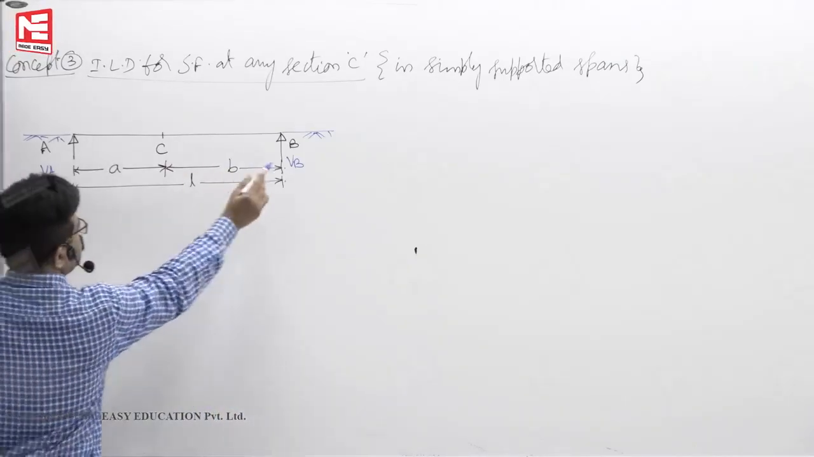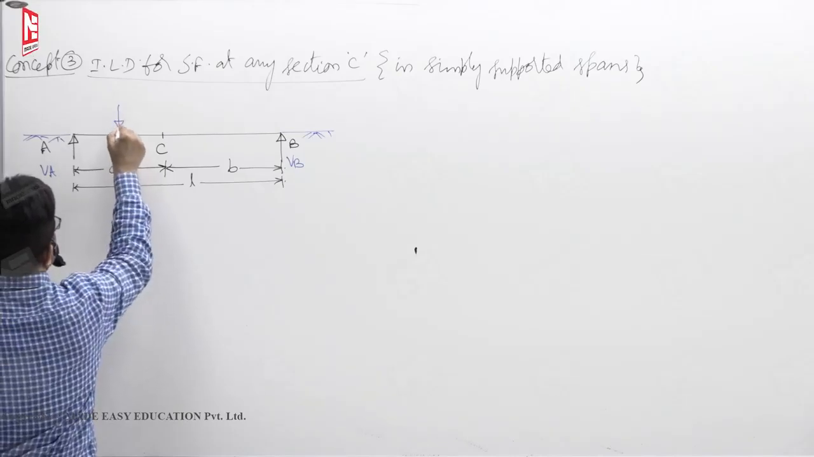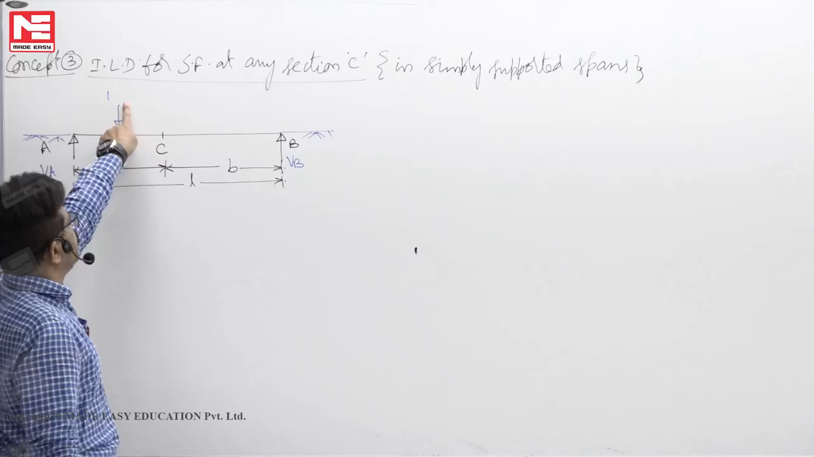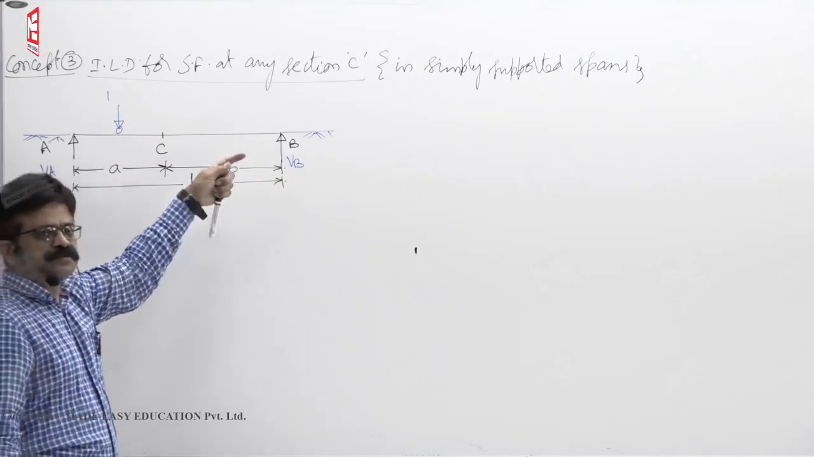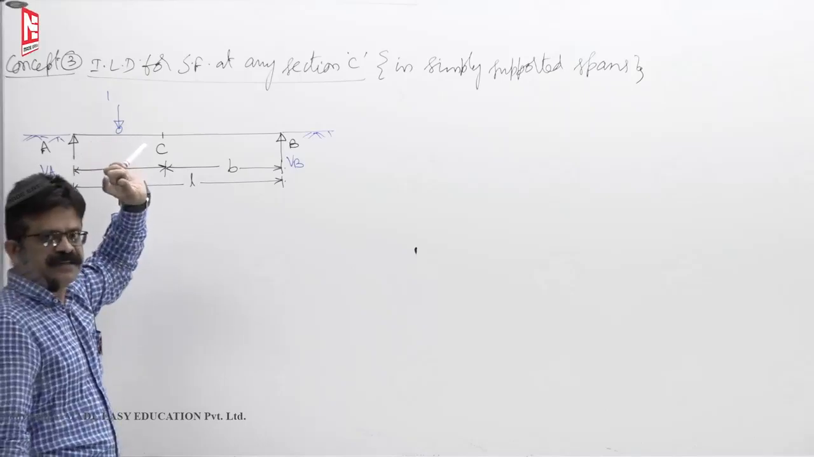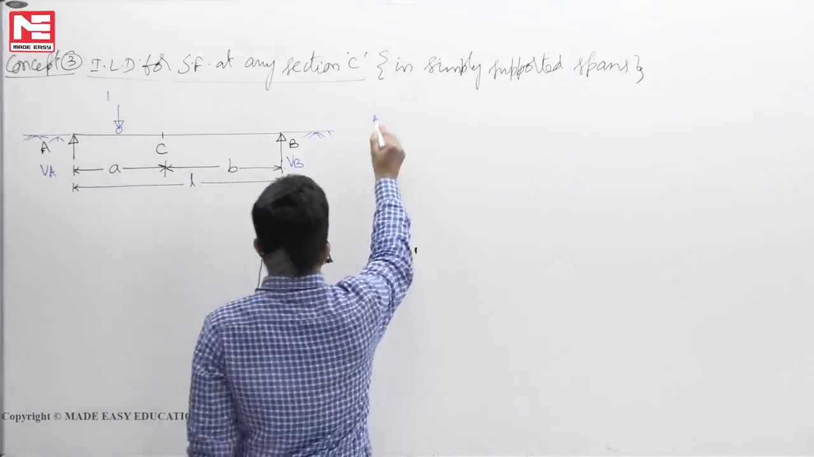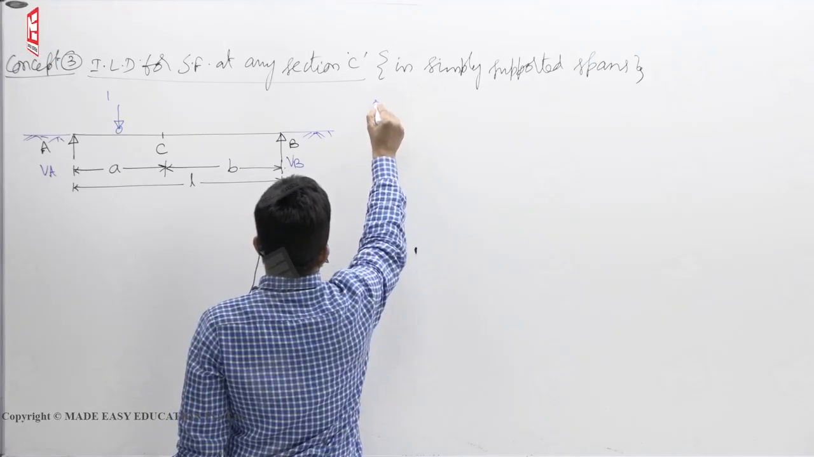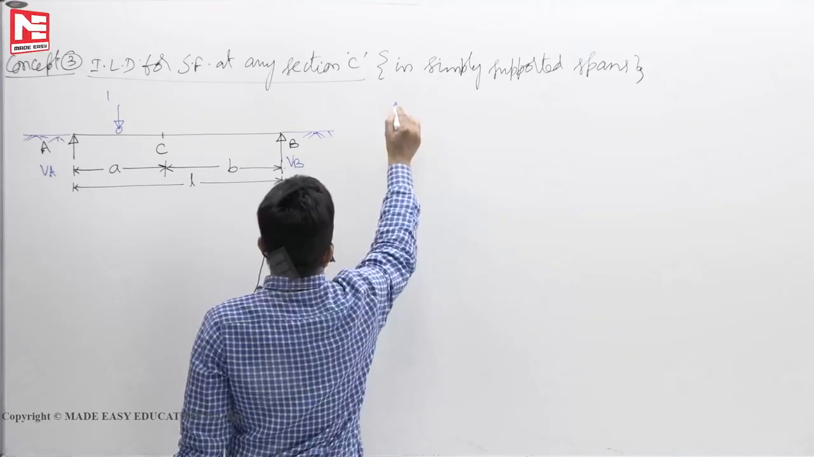So VA, VB are the reactions. Unit load, suppose assume that somewhere here is there. When the load is here, we know how to find the reactions. So we assume that we have calculated the reactions. Now I want to find shear force at C. First case, ILD for shear force at C.